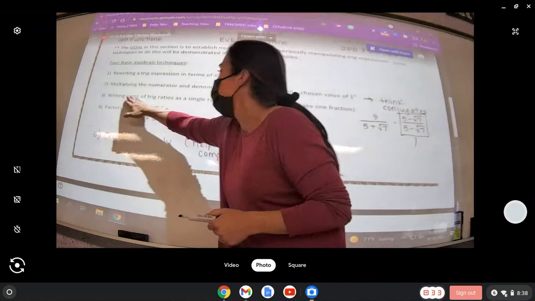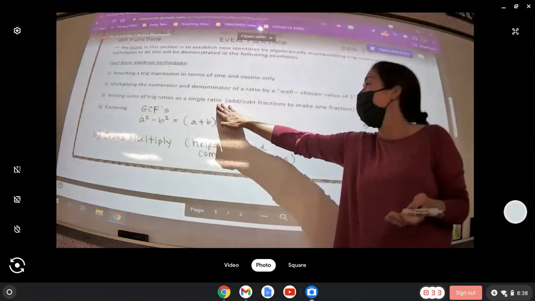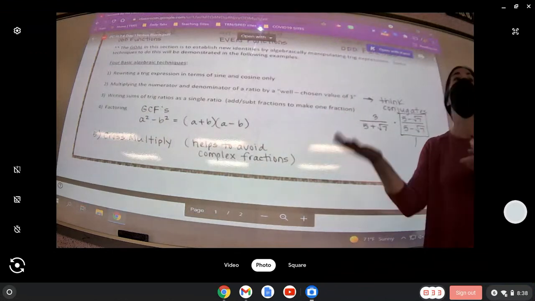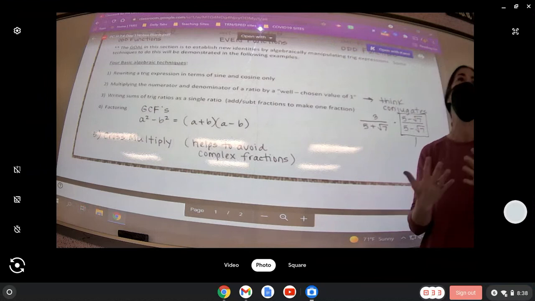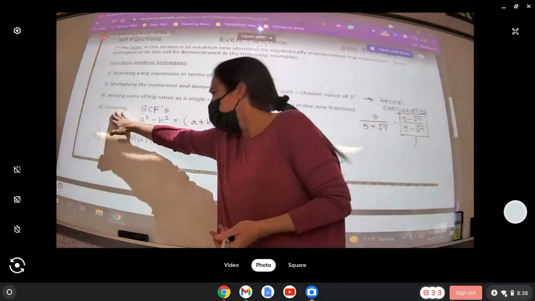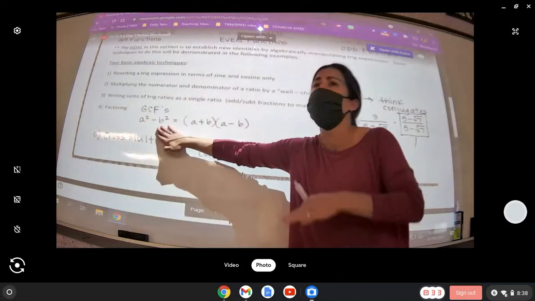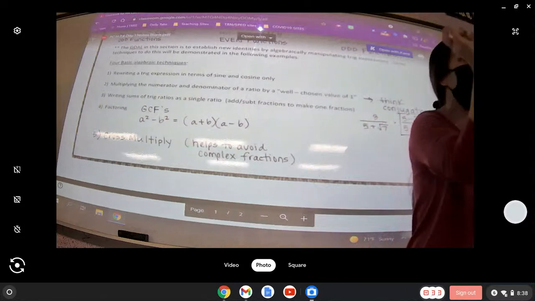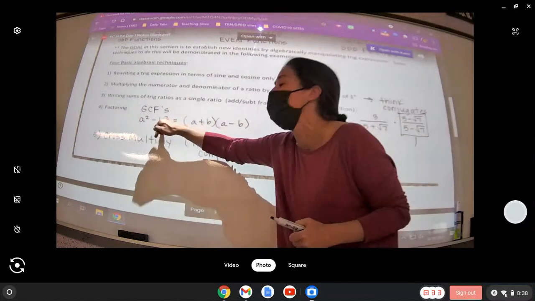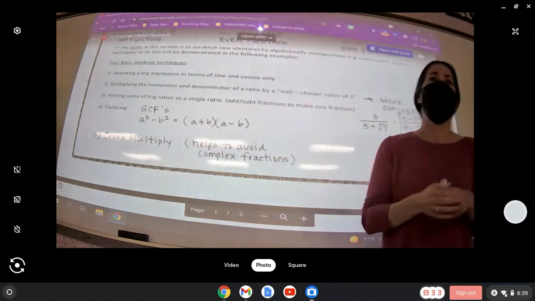Then you're going to have writing sums of trig ratios or fractions as a single ratio. Guys, that's basically just adding and subtracting fractions and making them become one fraction. So you'll have to get a common denominator and make these two ratios become one ratio. All right, and then the last one, factoring. Don't forget factoring techniques. We look for GCF. Difference of two squares is a big one. You have all these Pythagorean identities now that have these squared trig functions. So the difference of two squares pops up a lot. So look to factor that. And then I added a fifth one.